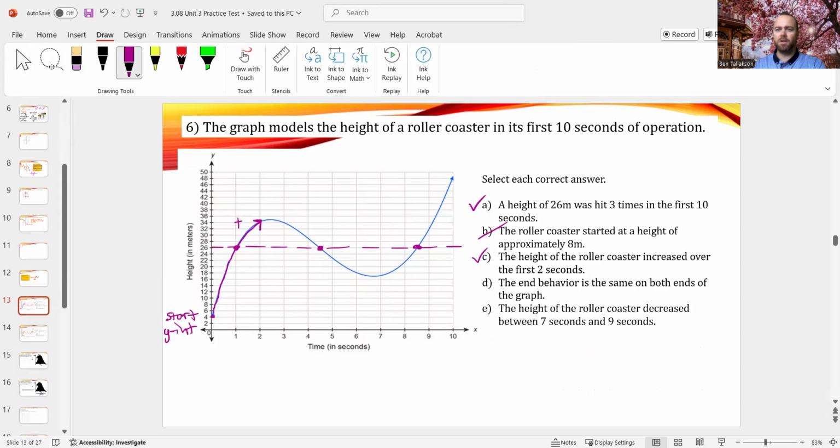D, the end behavior is the same on both ends of the graph. End behavior is what's happening at the end of the line. Here we have an arrow going down that way, and here an arrow up this way. Are they going in the same directions? Clearly not. This one is going up and to the right, and this one's going down and to the left.